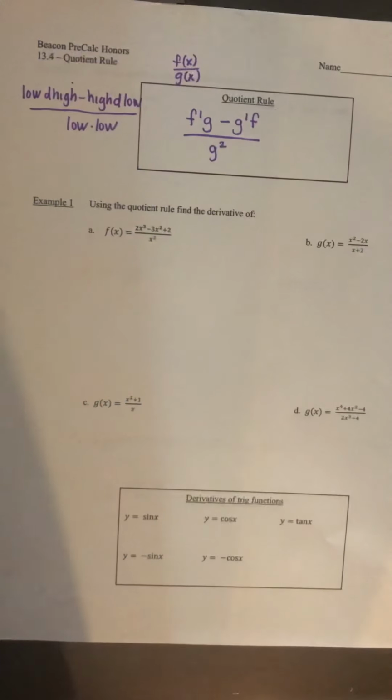All right, so quotient rule. First guy here, example 1. We've got 2x cubed minus 3x squared plus 2, divided by x squared. You look and say, oh, I got a quotient, I have to use the quotient rule to find the derivative. What I can tell you is that the algebra here is probably going to give you the most trouble over the actual quotient rule, because it's all about the simplifying.